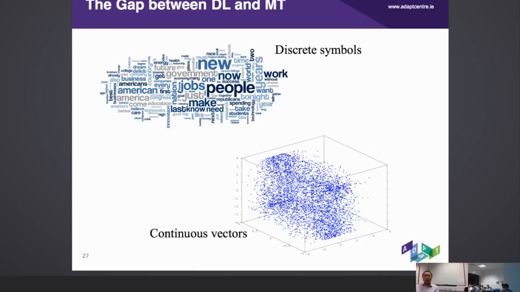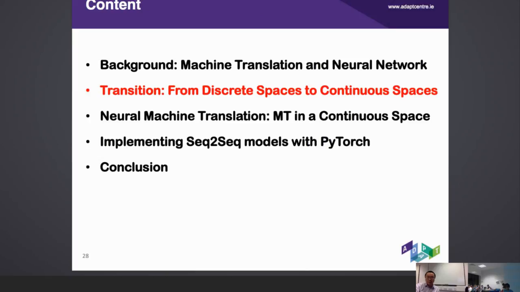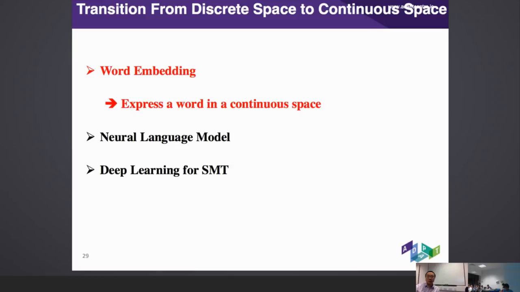There is no direct connection between these words in this space. But in deep learning, a neural network is a function defined in a continuous space. Everything is represented as vectors. So if we try to use deep learning to implement a machine translation system, first we need to convert the MT task from a discrete space to a continuous space. We need a transition from discrete spaces to continuous spaces.